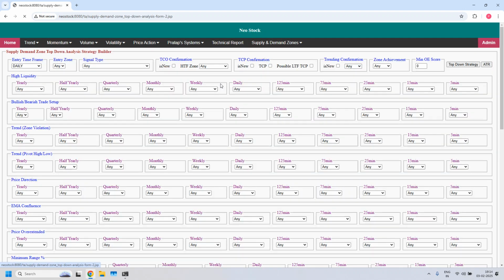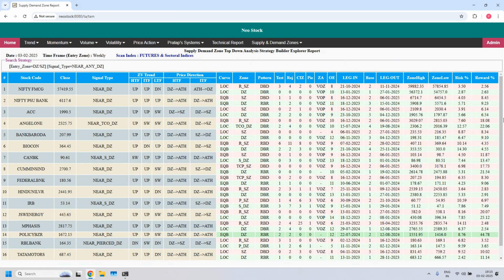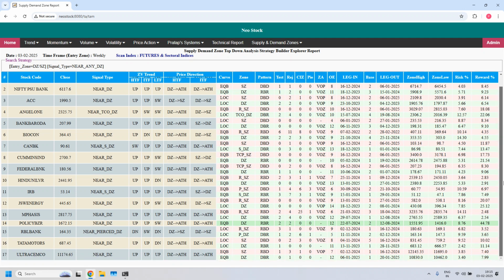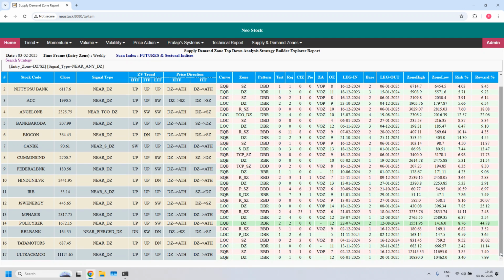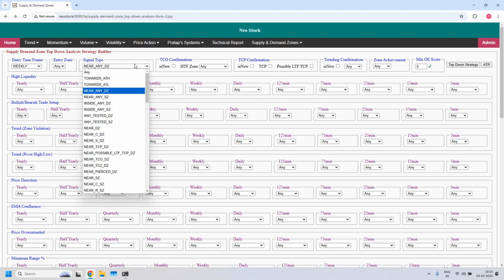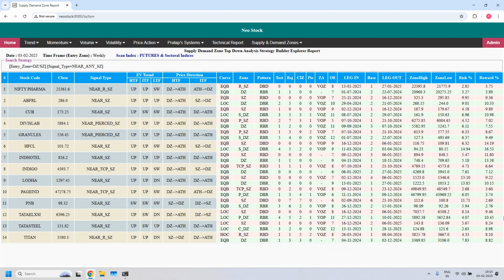Next time frame is weekly. Entry time frame weekly. Let us find the stocks near weekly demand zone. We got 17 stocks. First 16 stocks in the list. I am scrolling the list down. So total 17 stocks. Next, weekly time frame. Stocks near weekly supply zone. We got 14 stocks.